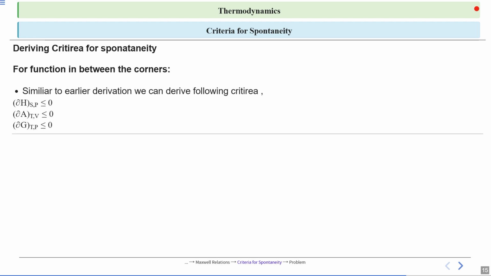And the last term that we can look upon is Gibbs free energy, and we know this equation already. So dG at constant T and P should be less than or equal to 0. So this is the final derivation that we got.